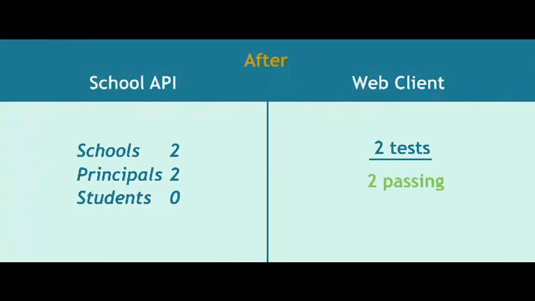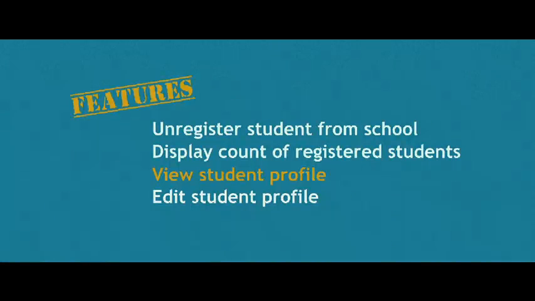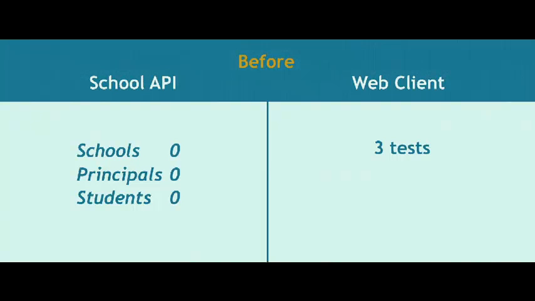So the next feature, we want to be able to view the student profile. Again, we want to see the student's first name, last name, email address, identification number, these type of things. So we have to reset the school API test database because there was state that existed from the previous test suite, but we don't have to seed it, and now the web client has 3 tests.